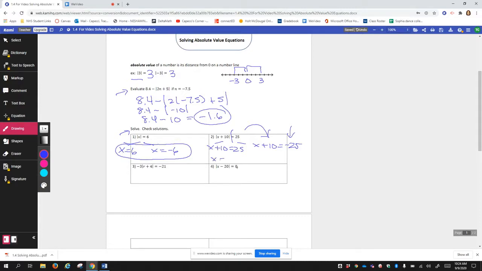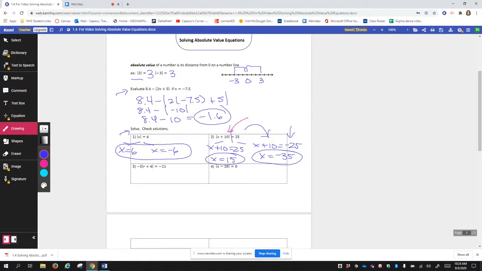So this gives me x is equal to positive 15. And then I have x is equal to negative 35. Okay, so if we were to substitute that back into my original equation, we're going to get a true statement. Okay, let's look at number 3.